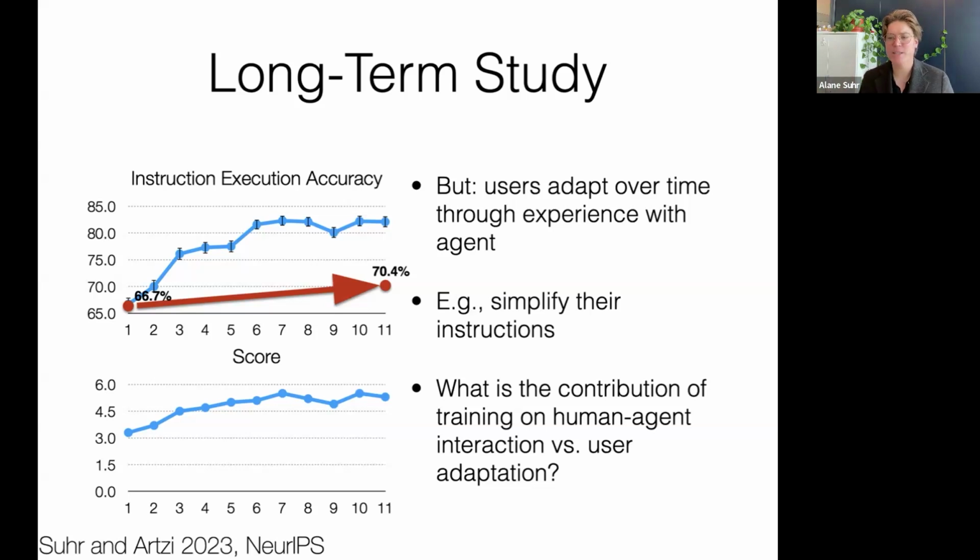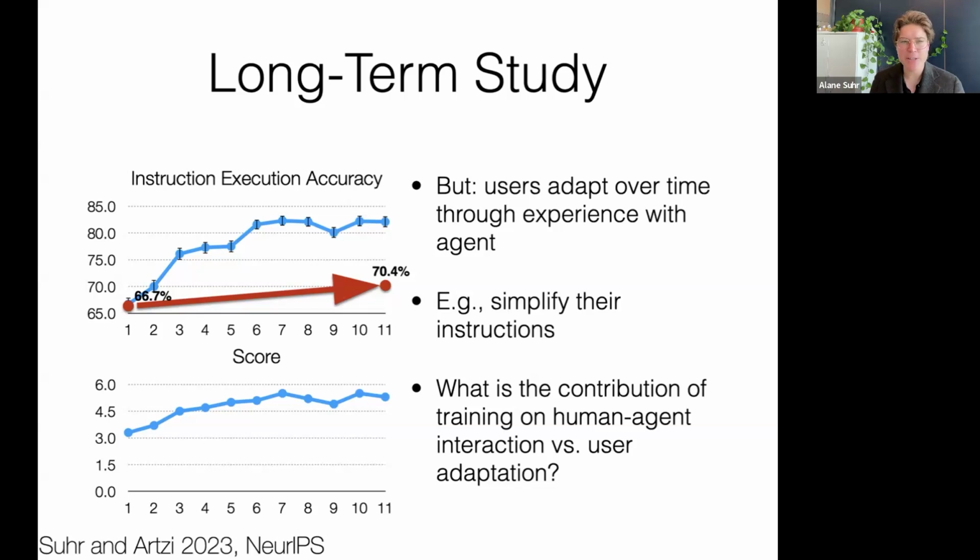So one of the questions is, what's the contribution of training on human-agent interaction data versus users adapting to a system? How we evaluated this is we took the very first model parameters, the ones trained only on the demonstration data, where we got like 66.7% instruction execution accuracy. Then we deployed that same set of parameters at the very end, where the only difference is that the humans have adapted to the model. And we do see a significant improvement to like 70.4% instruction execution accuracy at the very end.